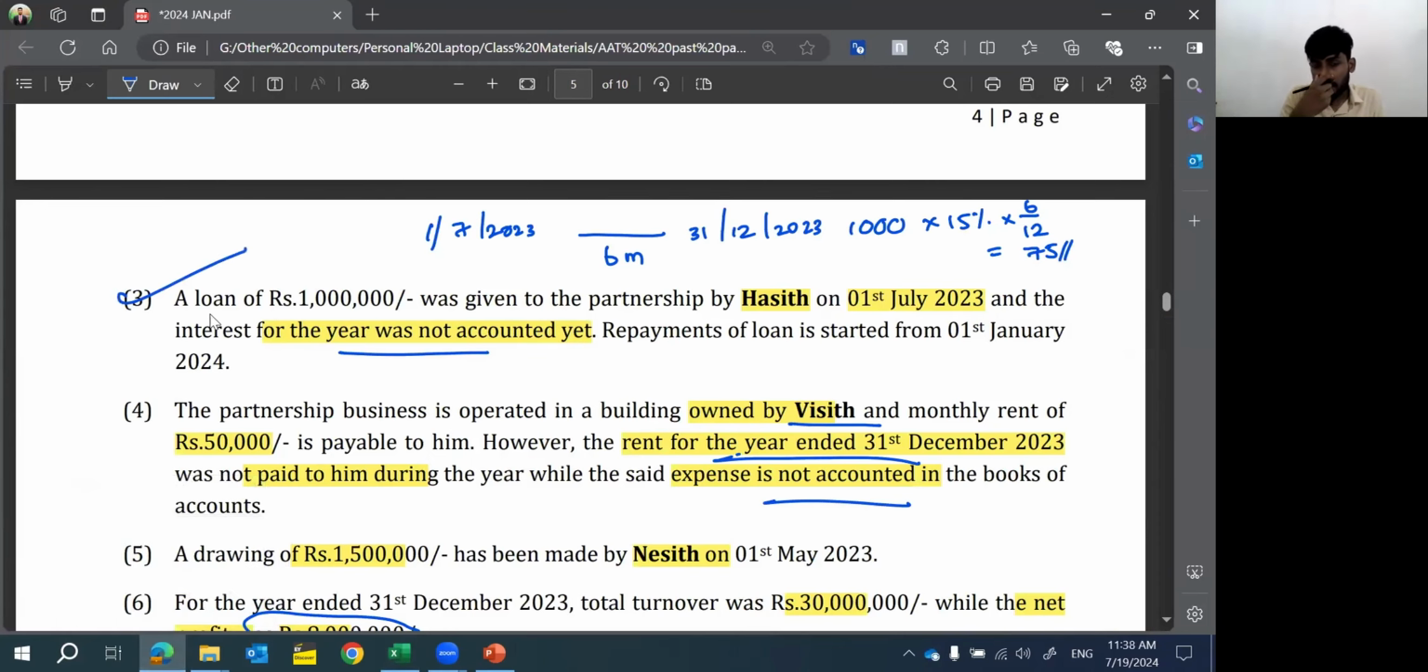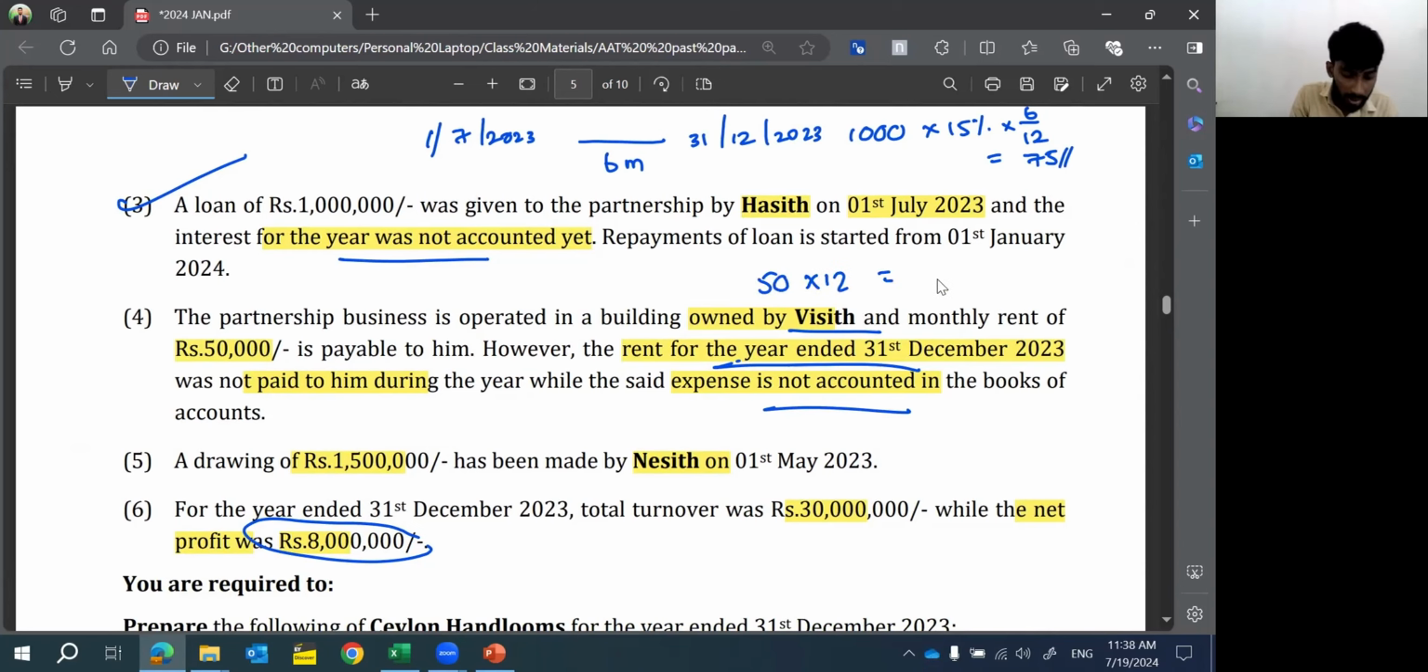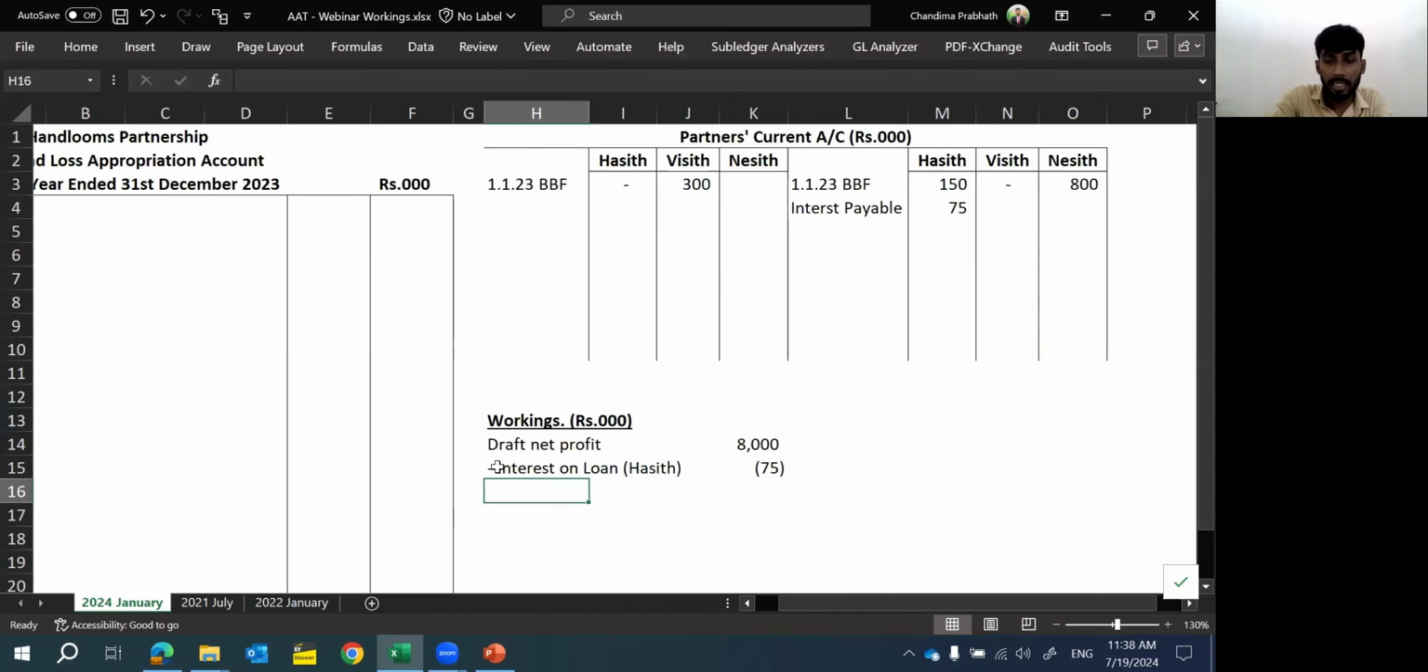Okay. Then the partnership business is operated in a building, so building rent. It's also an expense. We need to reduce the profit. So monthly rent is 50 into 12, which is 600. This entire 600 needs to be recorded as an expense. Then the profit will be reduced, and this is payable to Visit. Then the next one.